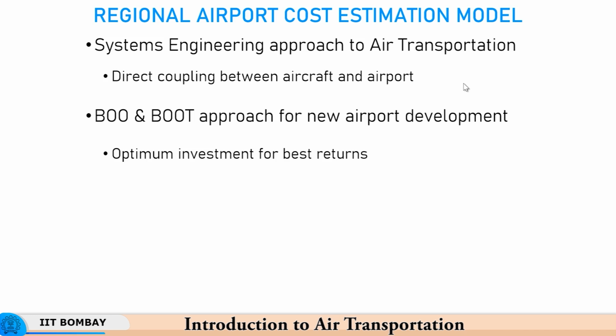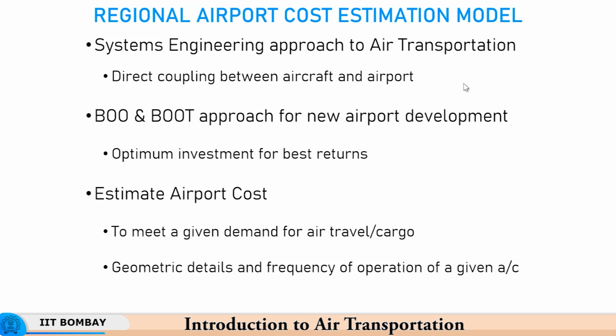So, what it does is it estimates the airport cost, or the airport infrastructure cost, to meet a given demand for air travel or cargo, as a function of the geometrical details and the frequency of a given aircraft, and it is limited only to twin turboprop, commuter and regional aircraft. So, if you want to estimate what is the cost associated with setting up an airport which can handle a particular class or particular types of aircraft of this category, this model can give you that answer, provided you plug in the correct values of some of the constants.